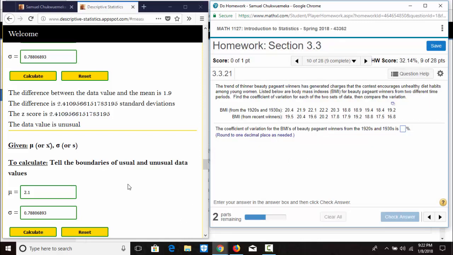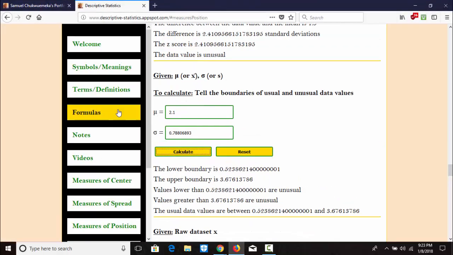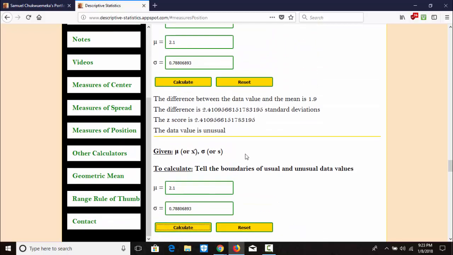Okay, question 10. The trend of thinner beauty pageant winners has generated charges that the contest encourages unhealthy diet habits among young women. Listed below are body mass indexes, BMI, for beauty pageant winners from 2 different time periods. Find the coefficient of variation for each of the 2 sets of data. Then compare the variation. I can do this with my calculator, but because we are comparing, let's just use StatCrunch.